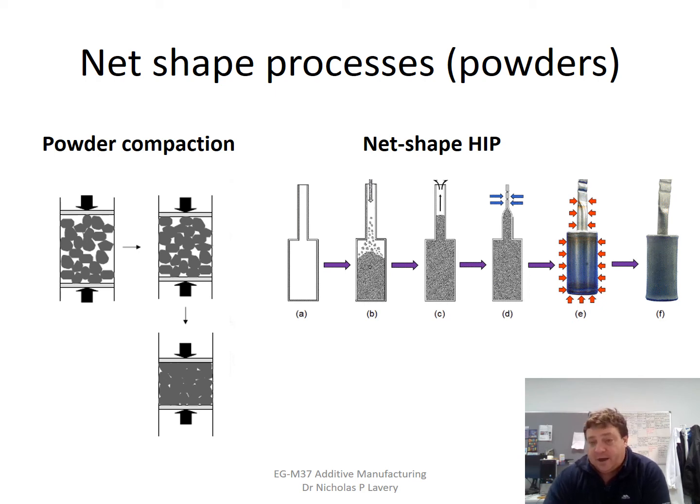the part. The can underneath may be removed by either chemical milling or machining, back to the part shape. So it's a semi-net shape, near net shape really, more than anything, because you still have to take off the can and do finishing operations on the component.